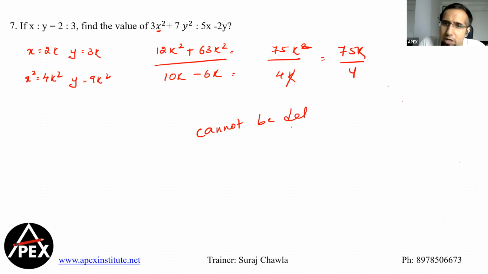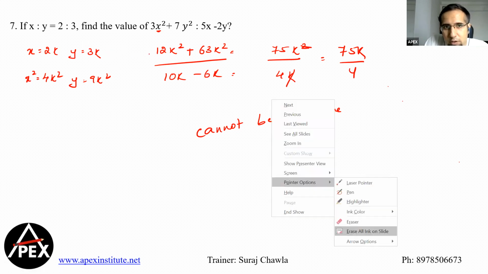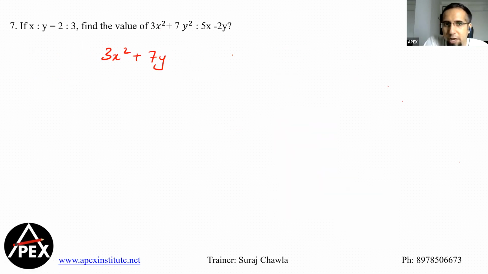So my point here to all of you is, guys, don't even solve it. We will only solve if we are sure that the k is getting cancelled. So I have to start observing. If this is my numerator, I think k square will be common.